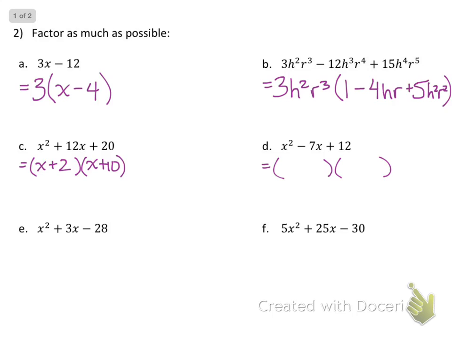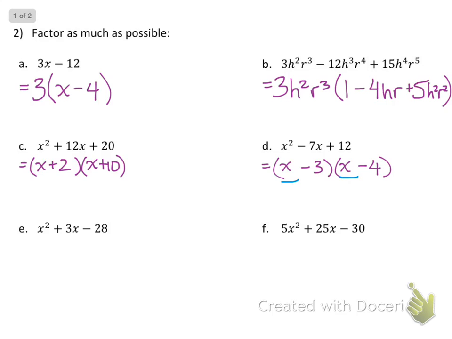So we have a bracket times a bracket. And we know that the things that start these brackets have to be x's, because I need my x squared. And now I need two things that multiply to 12 but add to negative 7. So they multiply to a positive, add to a negative. That tells us that they're both negative. So two numbers that multiply to positive 12 and add to negative 7: negative 3, negative 4.